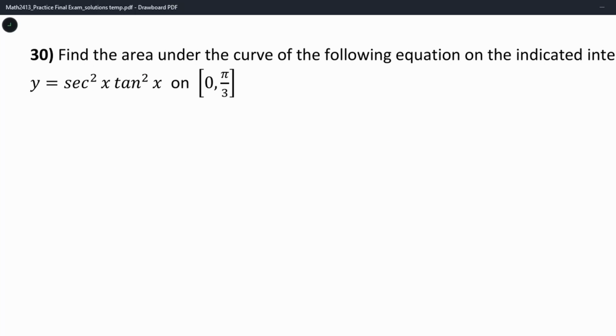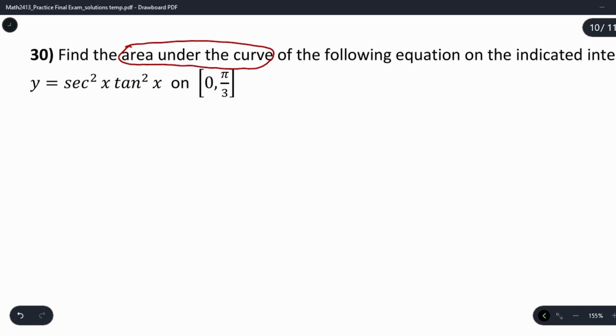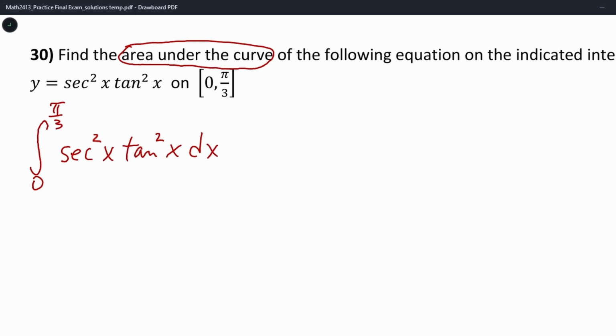Next, number 30, they want us to find the area under the curve. That indicates a definite integral for this equation on the given interval from 0 to pi over 3. So we're going to rewrite this as a definite integral from 0 to pi over 3. We want the antiderivative of secant squared x tangent squared x with respect to x. And this one is a little tricky as far as picking the appropriate u substitution to make this a lot easier to find the antiderivative of.